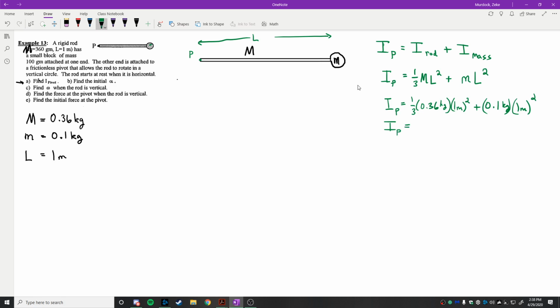So 1/3 of this is 0.12. I think we're going to get 0.22. And then kg meter squared. Does that look right to you guys? Is it mass dependent? Like if it was a big mass, would it still not affect it much?